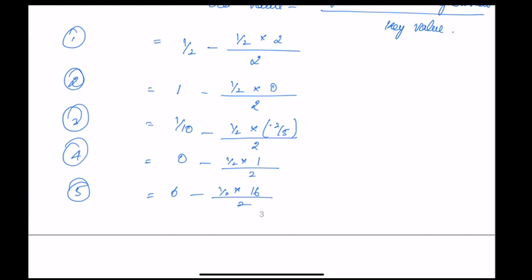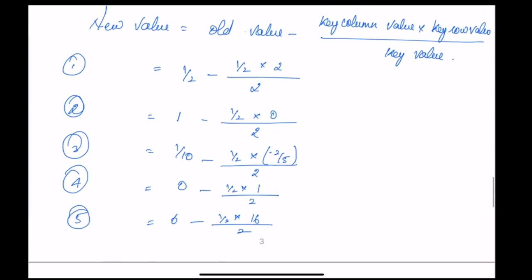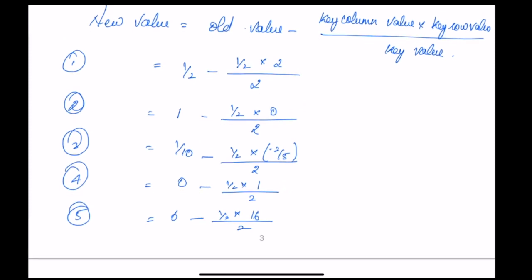These are the old values, and the corresponding row value will be 1 by 2 for all the elements, and the pivot element divided by 2 will also be common for all the elements, and only the corresponding column value will change. For 1 by 2, the corresponding column value will be 2. For 1, it is 0. For 1 by 10, it is minus 2 by 5. For 0, it is 1, and for 6, it is 16.